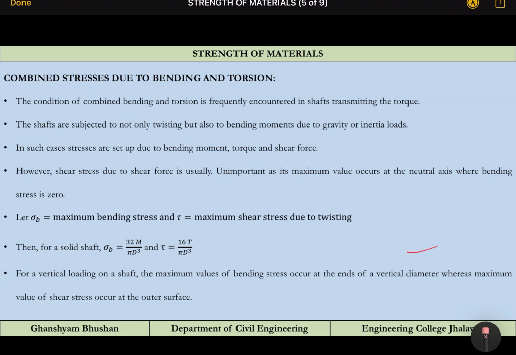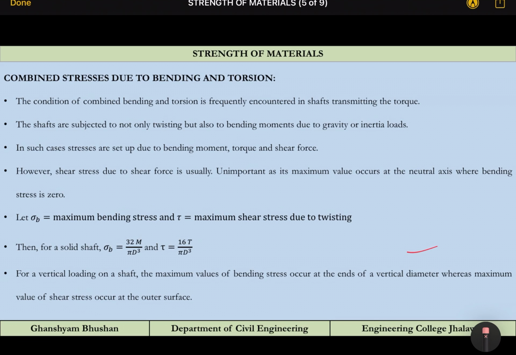So the shafts are subjected not only to twisting but also to bending moment due to gravity or inertia load. So if no external load is there, due to gravity also it will bend. In such cases stresses are set up due to bending, torque and shear force. So we have to check all the various possible loadings.